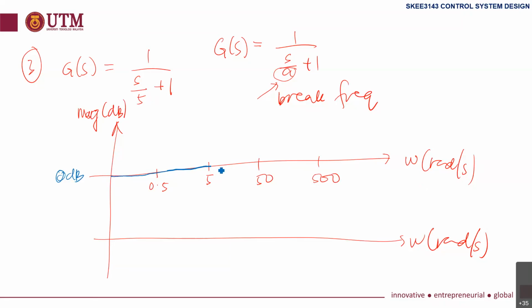After that, it goes like this, minus 20 dB per decade. That means here is minus 20 dB. One decade is reduced by 20. Here, minus 40 dB.